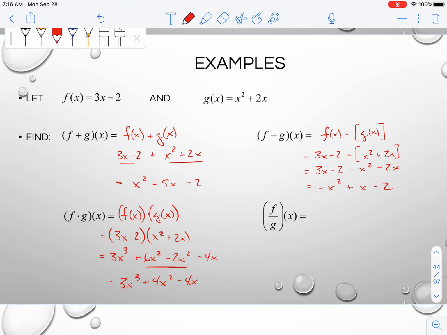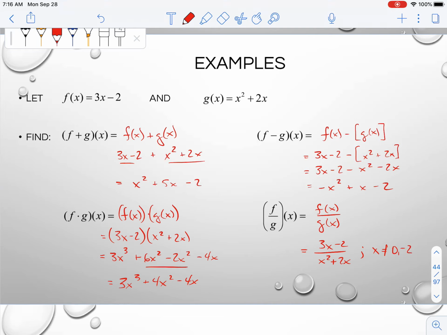In f divided by g of x, we're going to again have f of x over g of x, which is going to give me 3x minus 2 over x squared plus 2x. Now, here there's nothing that we can reduce. It is not in factored form. However, if I were to solve my denominator, I would get that x cannot equal negative 2 and 0.